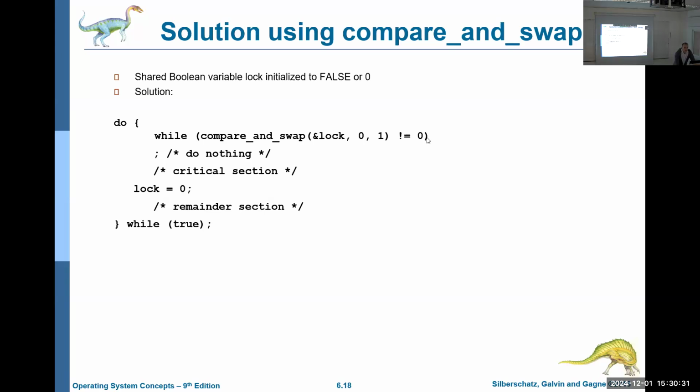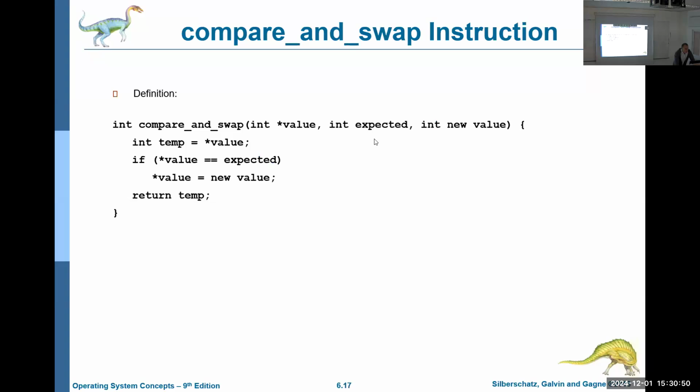A little bit double negative, a little bit confusing to think about. 0 is equal to 0, so therefore it won't do the loop and it'll go into the critical section. That's if lock was 0. But if lock was 1, it'll return 1, and 1 is not equal to 0, so it'll stay in the loop. So if it was locked, it won't go in. If it was unlocked, it will go in. And what's the 0 and 1 for? Well, that's just what I check over here.